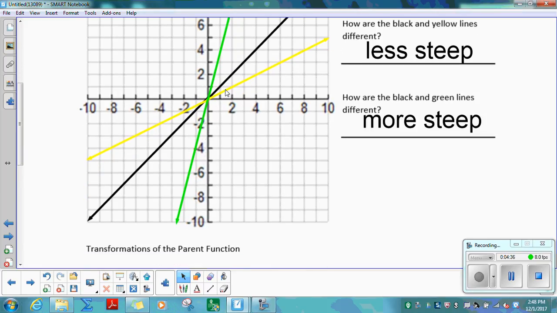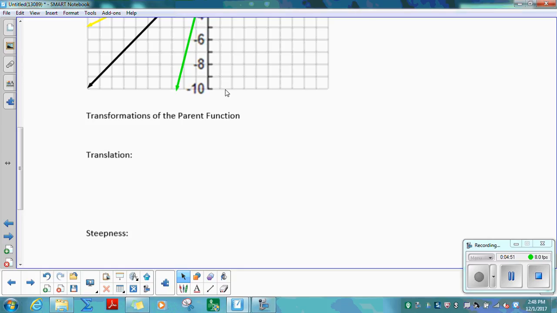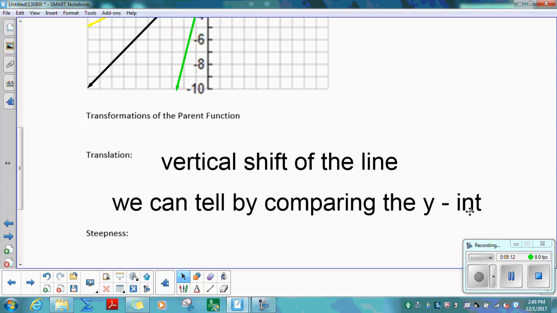Okay? And hopefully you were paying attention to those numbers that got added into the equation and how they differed from the parent function equation. Okay? The two transformations that we're dealing with are called translation, which, as you remember from 7th grade, is a slide. A translation of a line from a parent function is basically a vertical shift of the line. So that was the red and blue lines. They got shifted either up or down. And we can tell how they're shifting by comparing the y-intercept. So the y-intercept of the parent function was 0, but of the red line it was -3, and it got shifted down 3. So a shift of -3 means to go down 3. So the y-intercept tells you how to shift it.